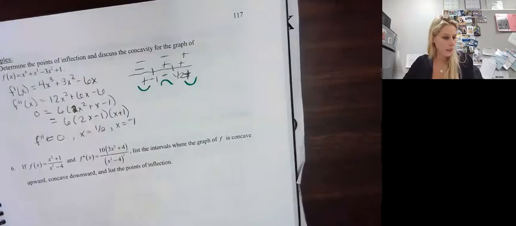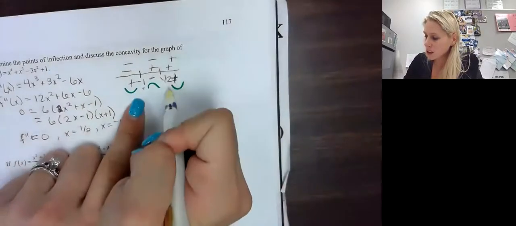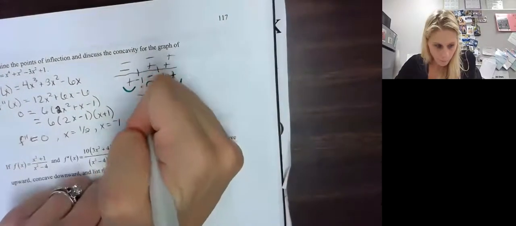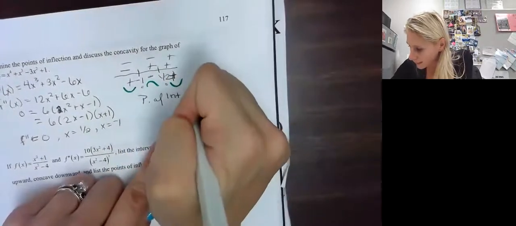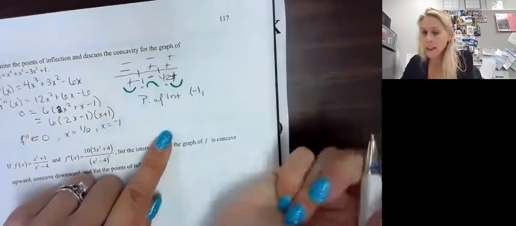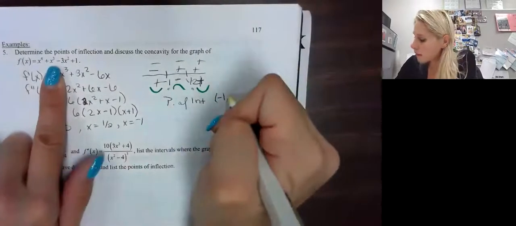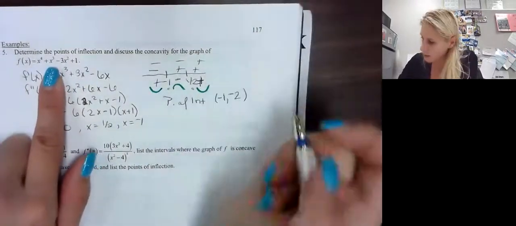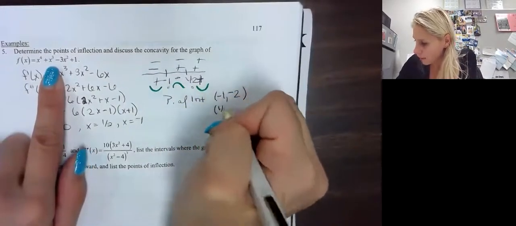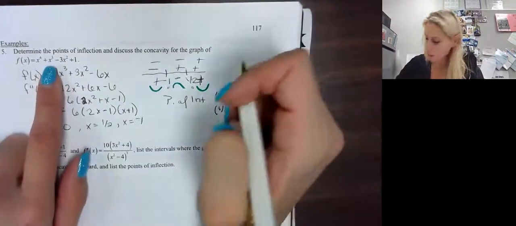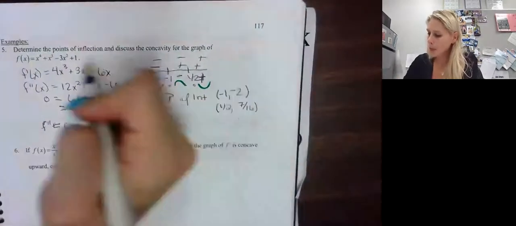All right, now we are here to do the points of inflection. That was the whole idea of this, and concavity. So the points of inflection are where they change concavity. So we see points of inflection are at x equals -1, but we have to plug in to find the y value. You plug into the original problem. When we plug into the original problem, we get -2. The other point of inflection, because we change concavity at 1/2, plug in 1/2 to the original problem, we get 7/16.